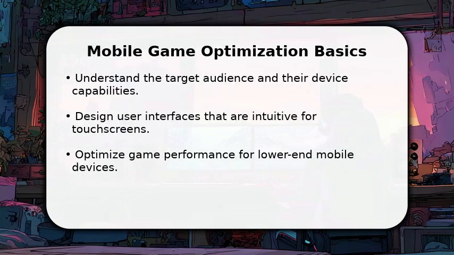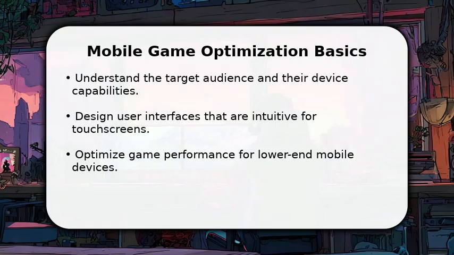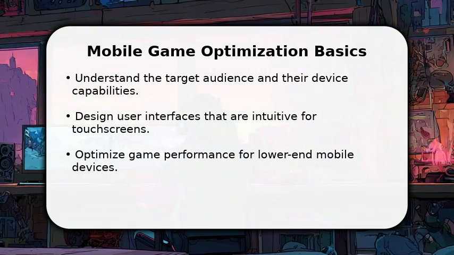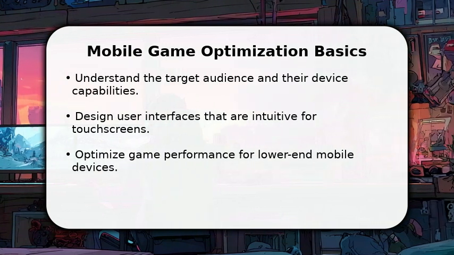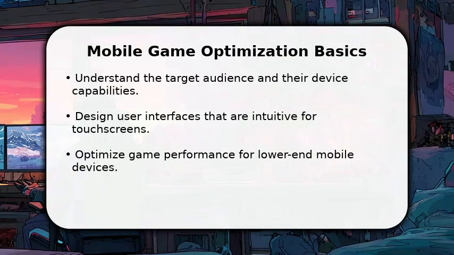Optimize your game's performance for a smooth experience on lower-end mobile devices, aiming for a consistent frame rate of at least 30 frames per second. This foundational work is crucial for reaching a broad player base and providing an enjoyable experience on the go.